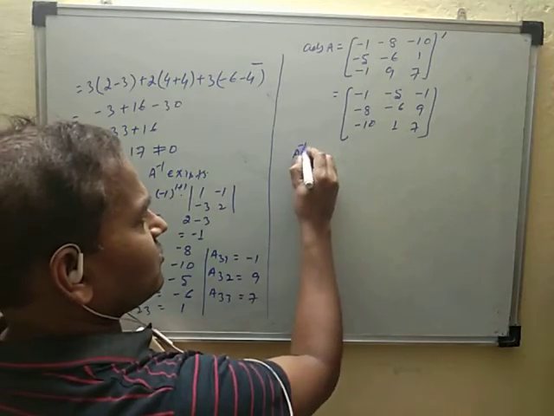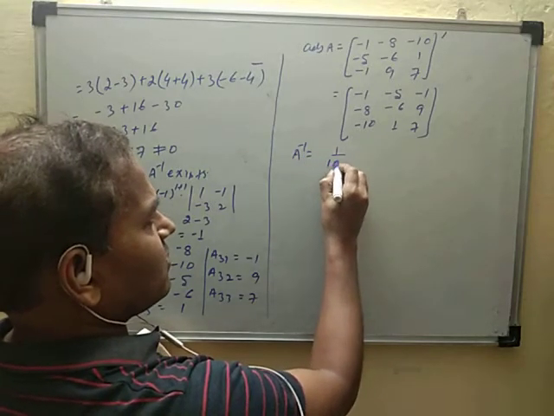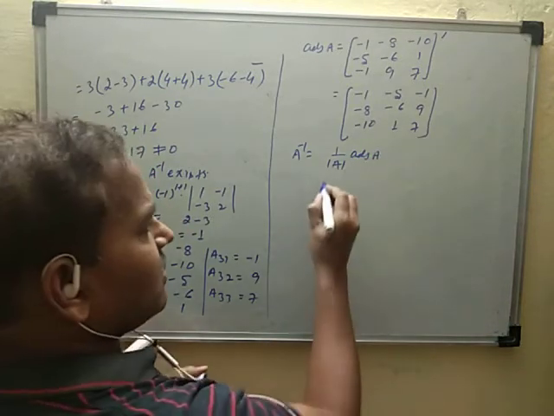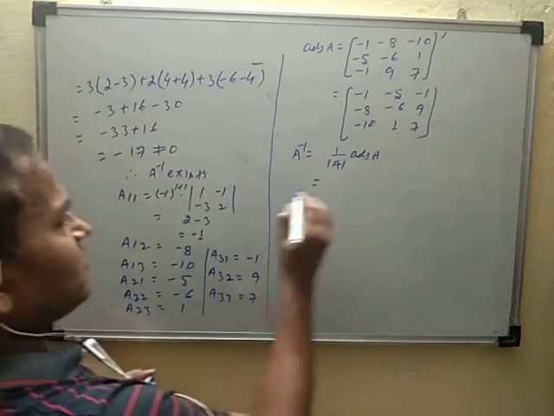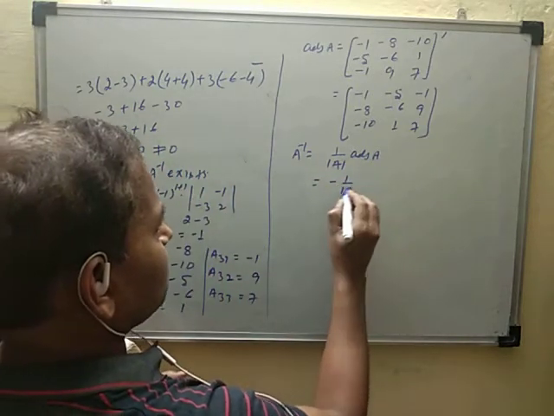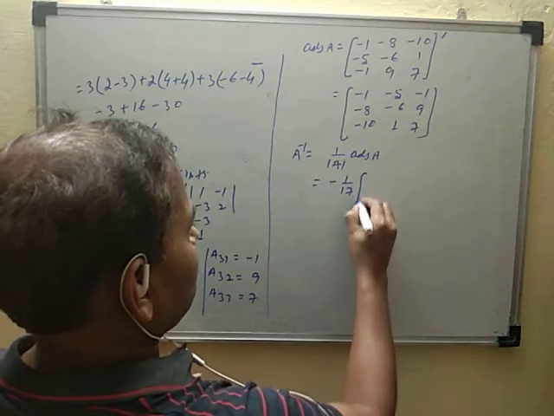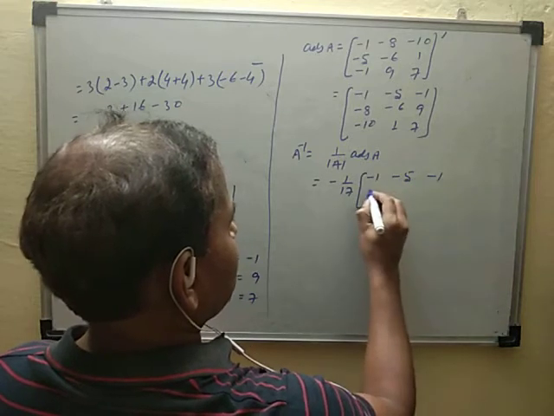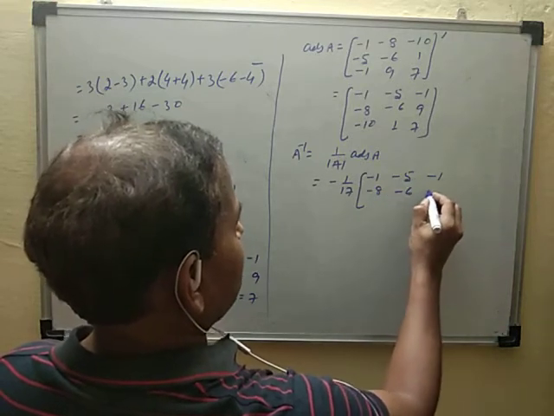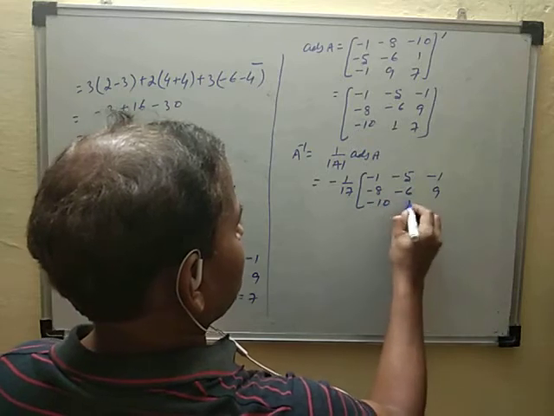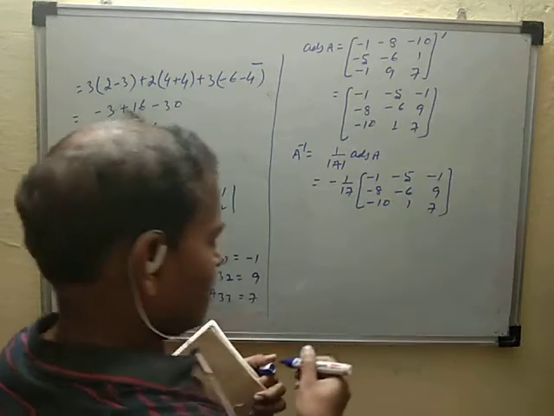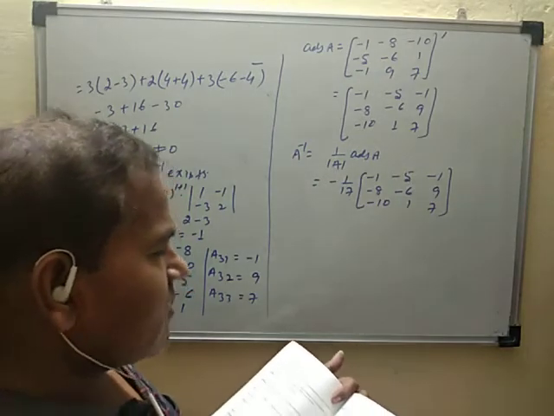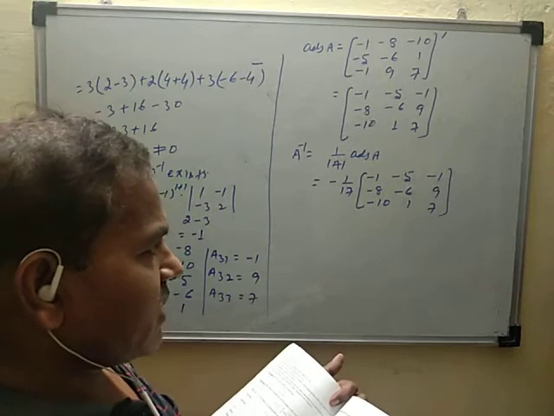Since A inverse is equal to 1 by determinant of A into adjoint of A, and the determinant of A is minus 17, so A inverse is minus 1 by 17 into the adjoint of A, minus 1 minus 5 minus 1, minus 8 minus 6 9, minus 10 1 7. This is the inverse of A.